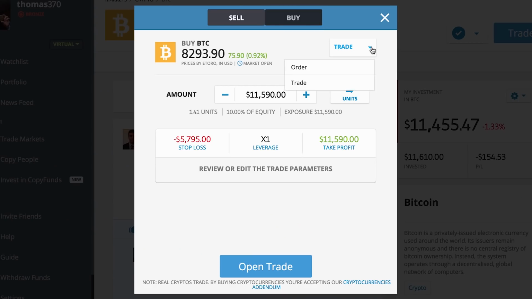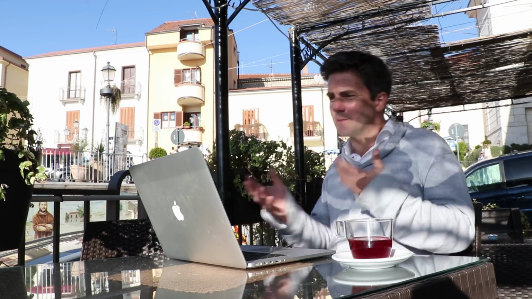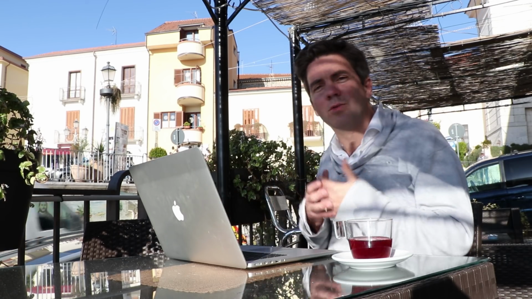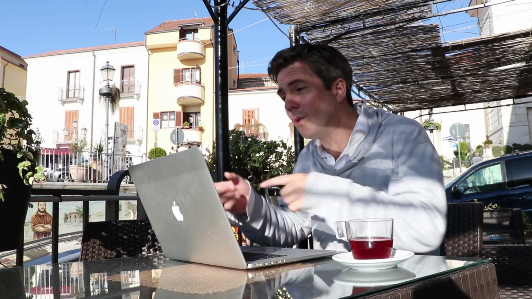If we click on that button, we can see that there's another option which is order. Some people have asked, what's this about? Really, basically, all it is is that when you select order, you can set a price that you want to buy it at, or if you're selling, that you want to sell it at. It doesn't have to be the price it's at now, okay? So you're putting an order in.